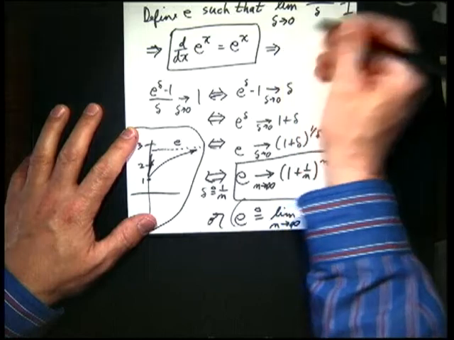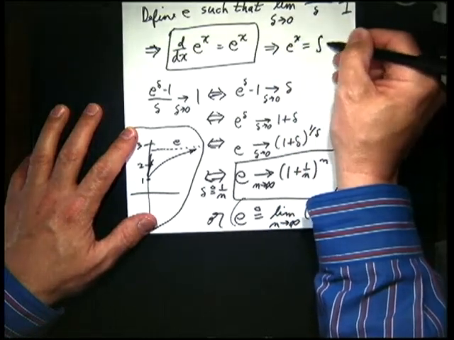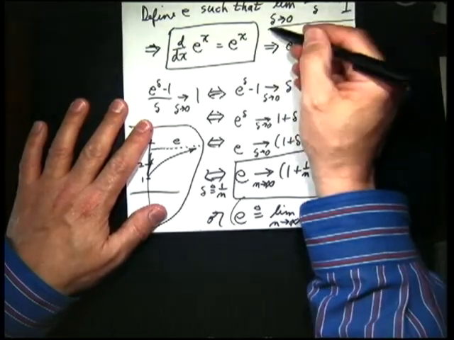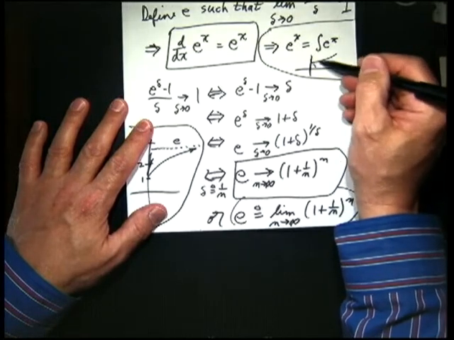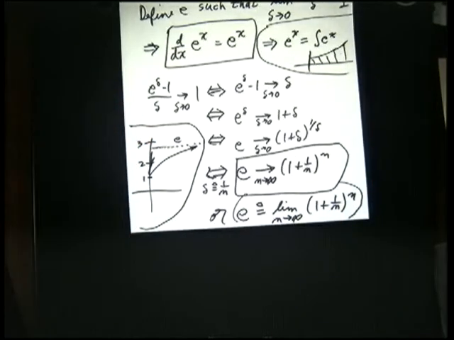And now I'll just mention in passing that it also means that e to the x equals the integral of e to the x, if you remember integration. That's kind of surprising, right? Because integration is the area under a curve, so it might be a little surprising that the area under the curve is the same number as the value of the curve. Well, yeah, there's a constant of integration there.